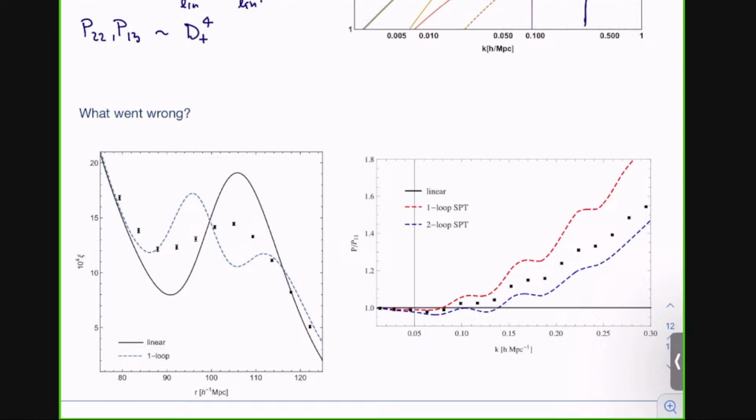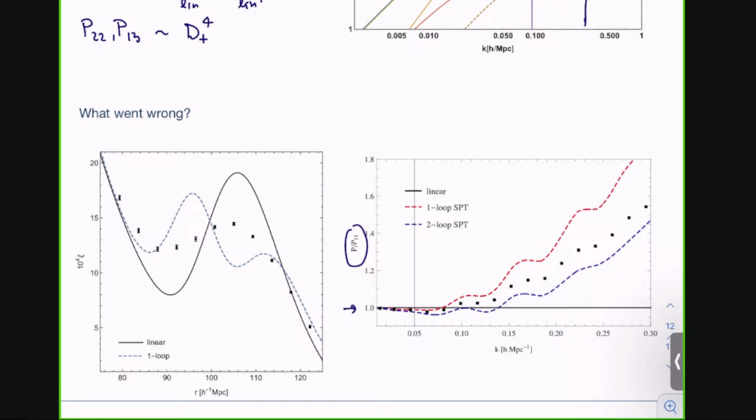Now let me guide you through these two plots. Let us first take a look at the right-hand side. What is shown here is the ratio of the total nonlinear power spectrum to the linear theory. On very large scales, this ratio is basically equal to 1, so the full nonlinear theory is equal to the linear theory. Of course, for the linear theory, this is just a straight line. The ratio is trivially equal to 1.